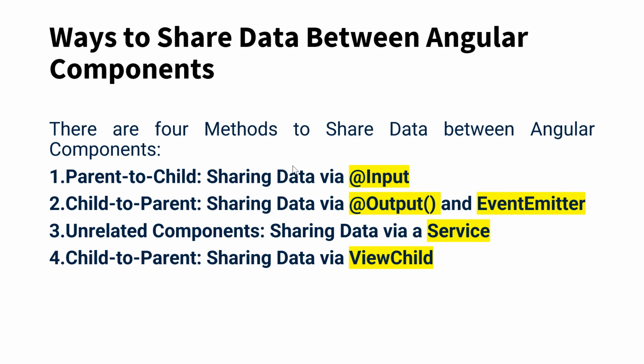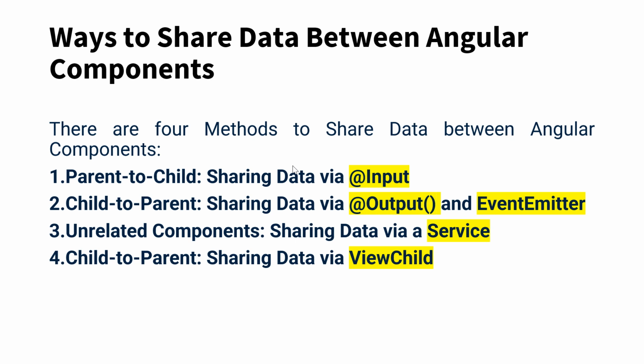Now let's understand the third method. Let's say you have components A and B which do not have any relationship; they are different components altogether, without any parent-child relationship. In that case, you can use a service class to transfer data from A to B or B to A.